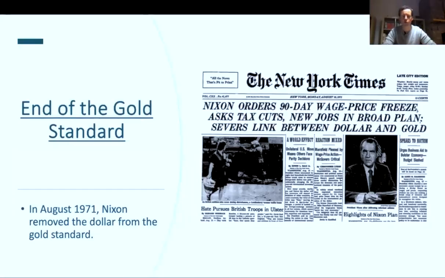However, in August of 1971, and this newspaper is from August the 16th of 1971, Nixon removed the dollar from the gold standard that we've just seen, hence removing the need for each US dollar to be backed by gold. This broke the centuries-old link between money and precious metal. And you can see the title there in the New York Times, severs link between dollar and gold.